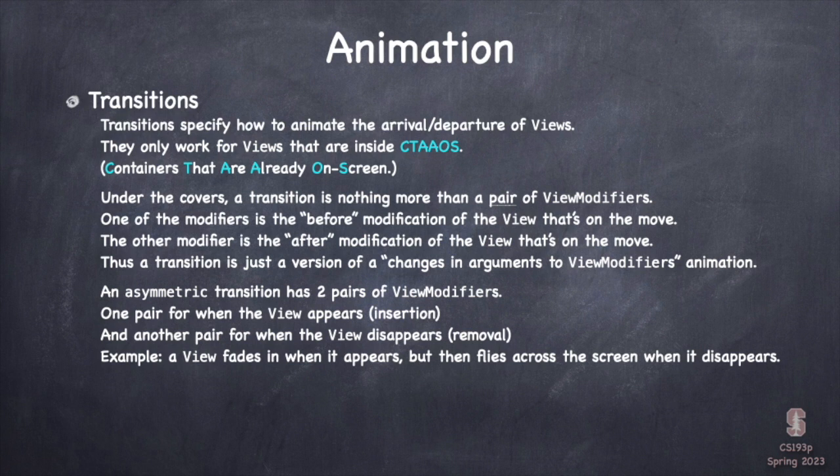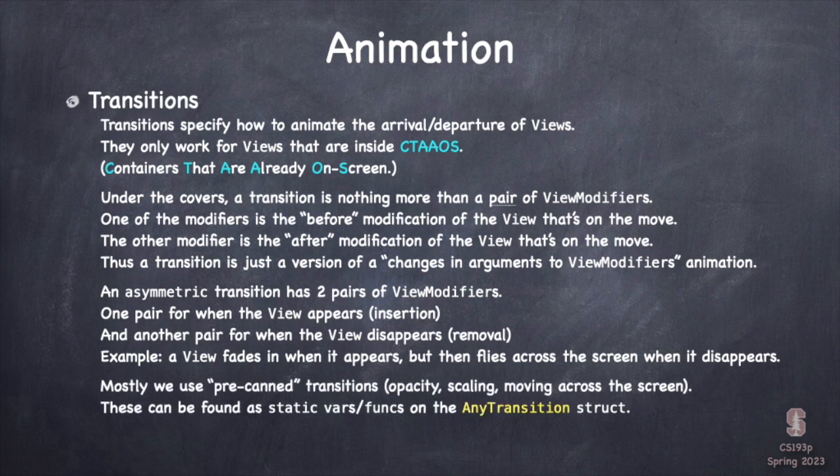You can also, of course, have asymmetric transitions where it fades on screen, but then it scales down to disappear when it goes off screen. In that case, you'd have 4 view modifiers, the 2 for fading in and the 2 for scaling down or flying away or whatever.